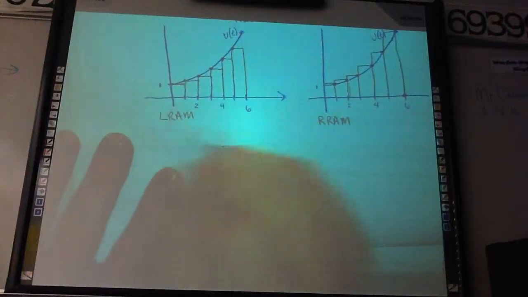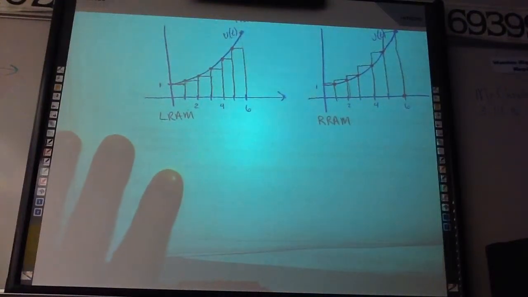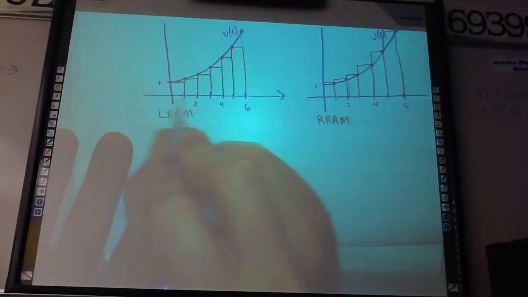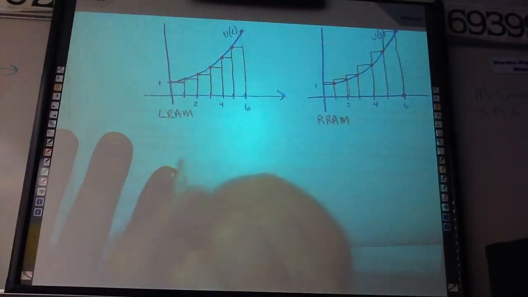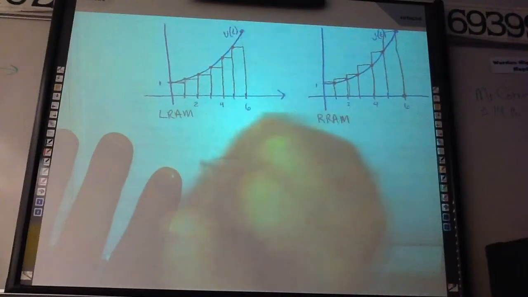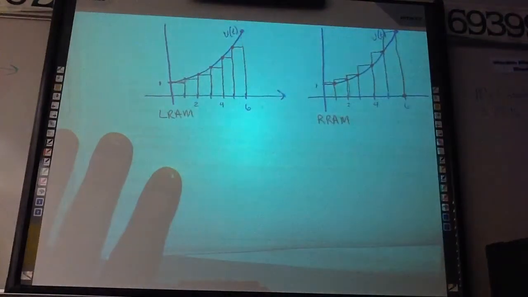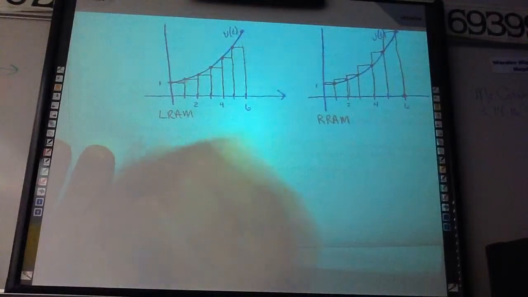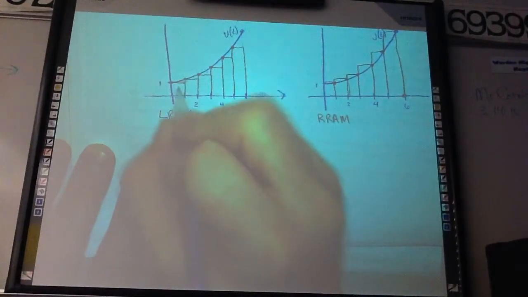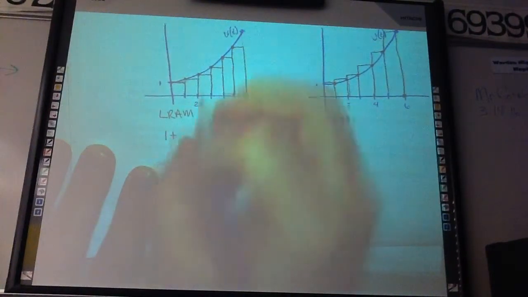But okay, so how are we going to calculate all the areas of all these things? Well, what's the width of all these rectangles? 1. So isn't the area just 1 times whatever the height is? So we're just going to add up all the heights of all of them. The height of the first one is 1. But what's the height of that one?